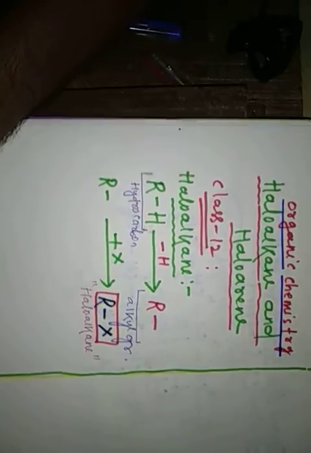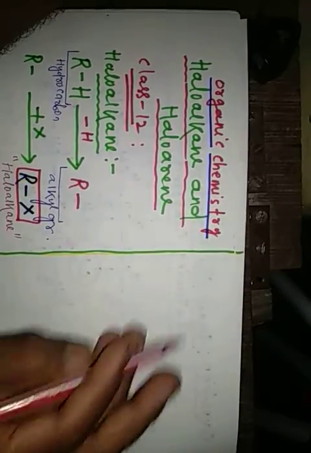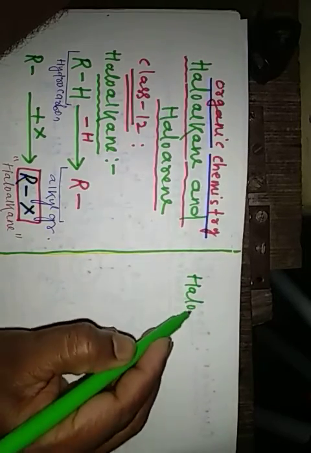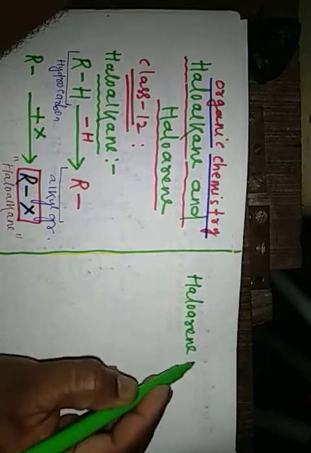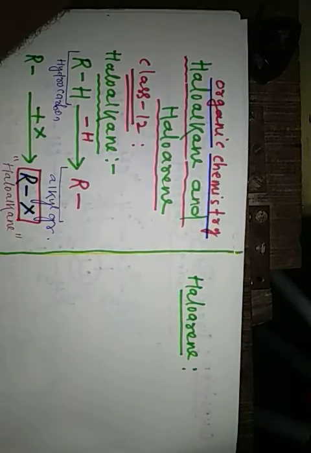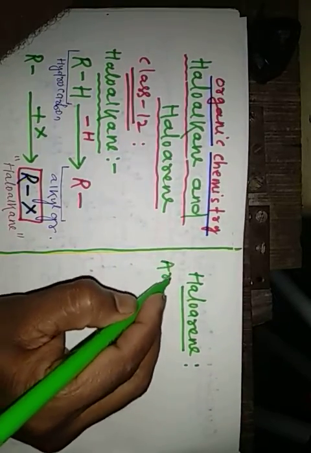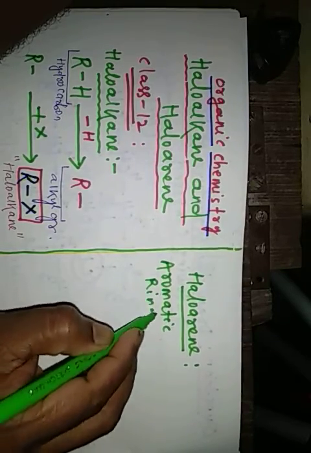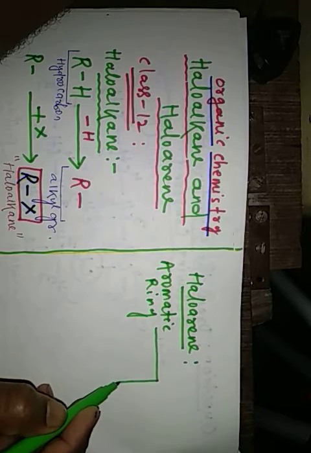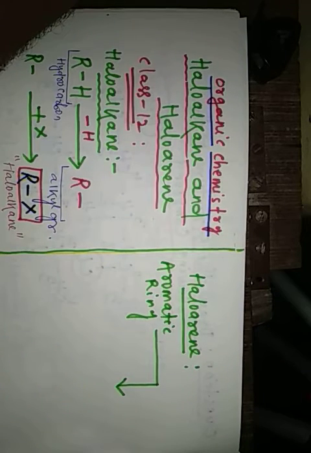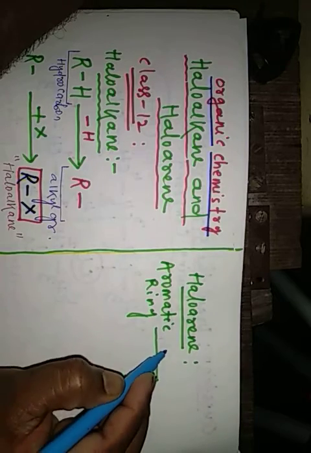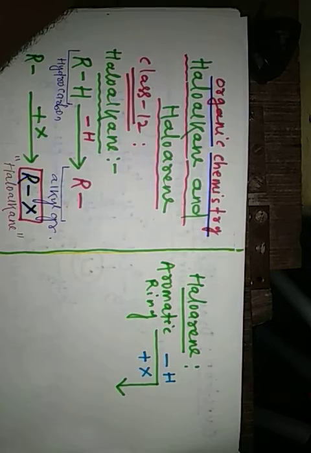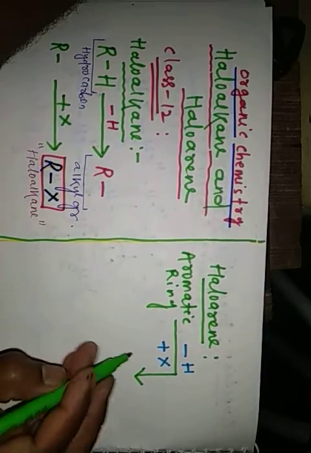Similarly, for haloarenes, so aromatic ring. From the aromatic ring, if we remove hydrogen and add a halogen group, it will give haloarene.